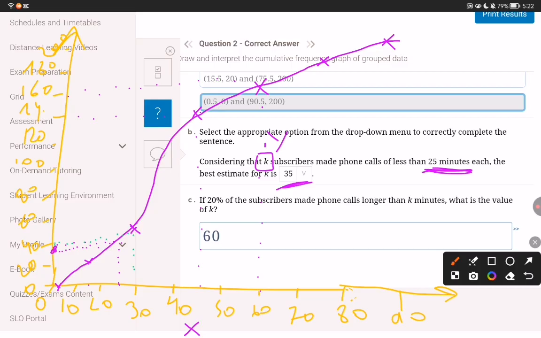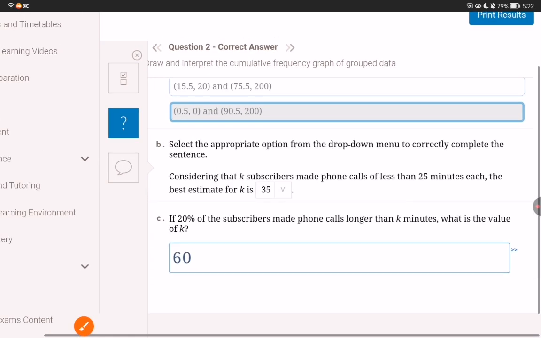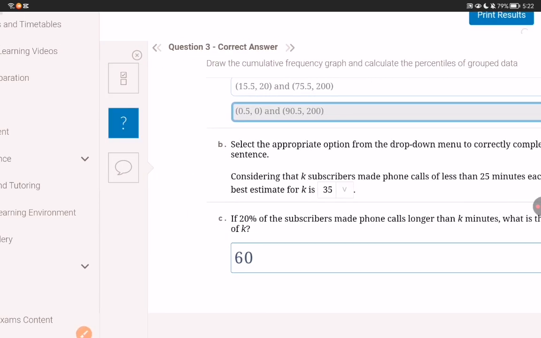So if 20% of the subscribers made phone calls longer than K minutes, what is the value of K? You should get an answer of 60. Okay? So yeah, that's it for this question.